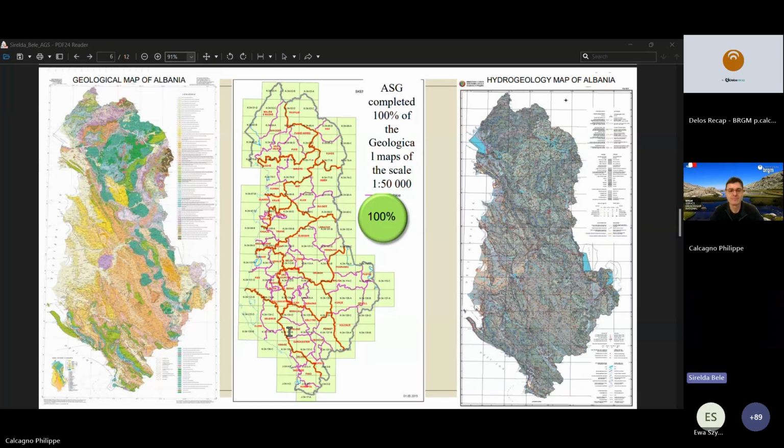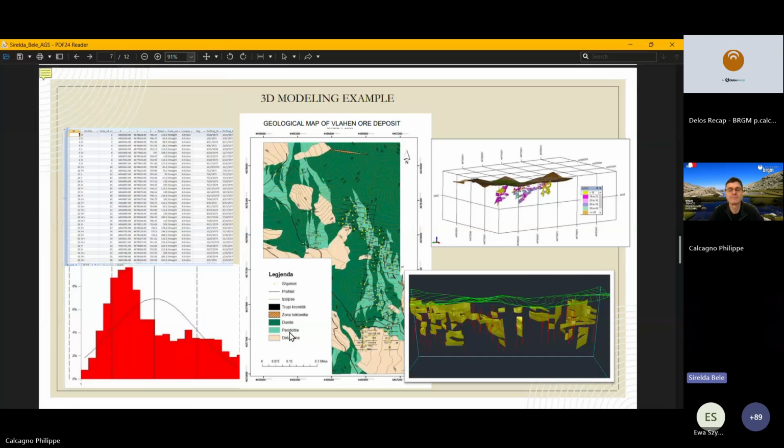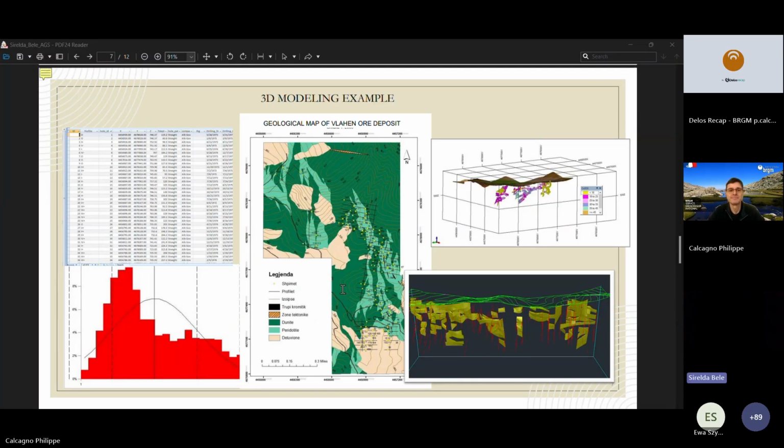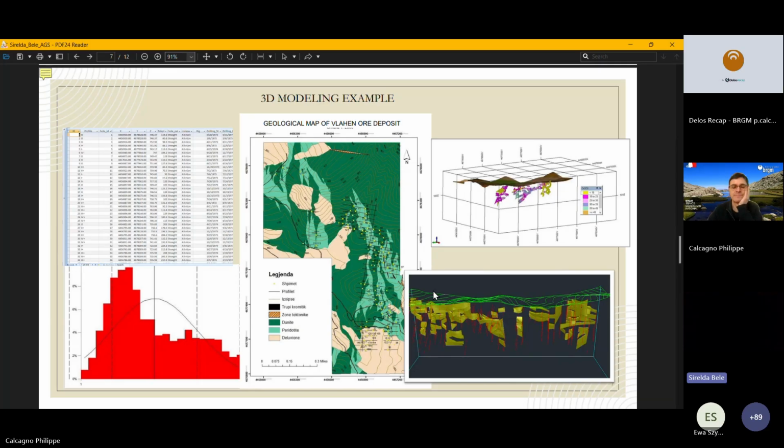Another slide, please. Here is an example of 3D modeling. Our department has recently started working on 3D geological modeling, particularly for ore deposits. As a first step, we selected several chromite deposits in order to test and develop a methodology for 3D modeling. One example is the geological modeling of the Vlahan ore deposit in Albania, which allows us to better understand the geometry and distribution of mineralization. Here is the methodology that we achieved in our institution.